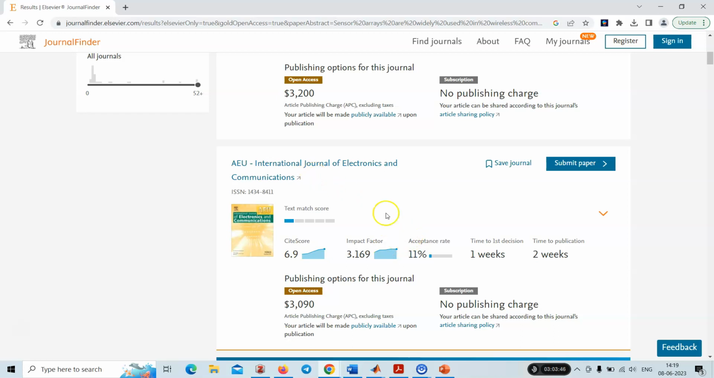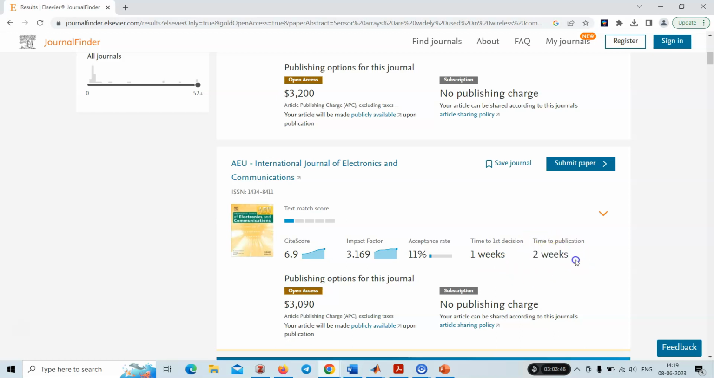See here, some journal has only 11% acceptance. That means the journal is very strict with respect to its submissions, and it may be difficult to crack such a journal. But on the other hand, the time to first decision is just 1 week. So they are giving the decision very quickly, either acceptance or rejection. They are telling very quickly without beating around the bush. Okay, don't worry about this time to publication.